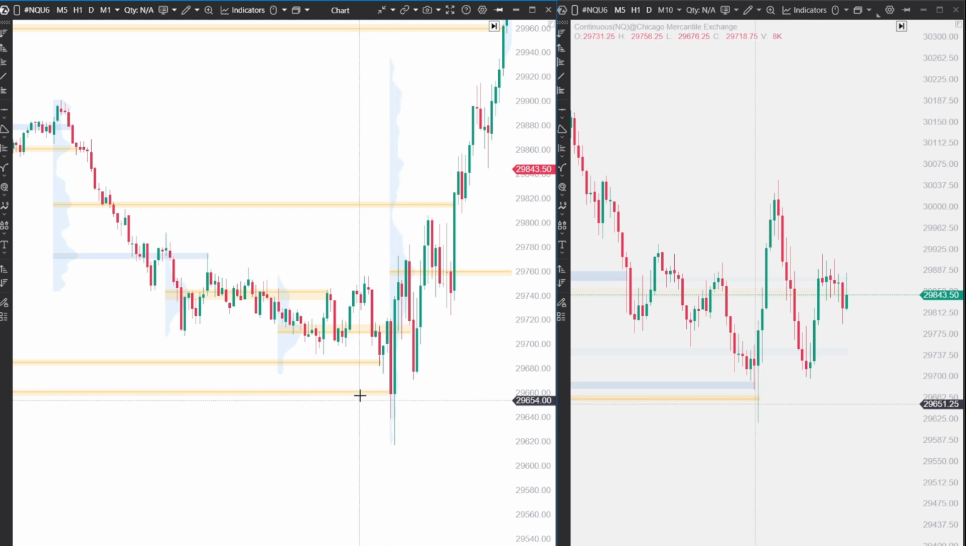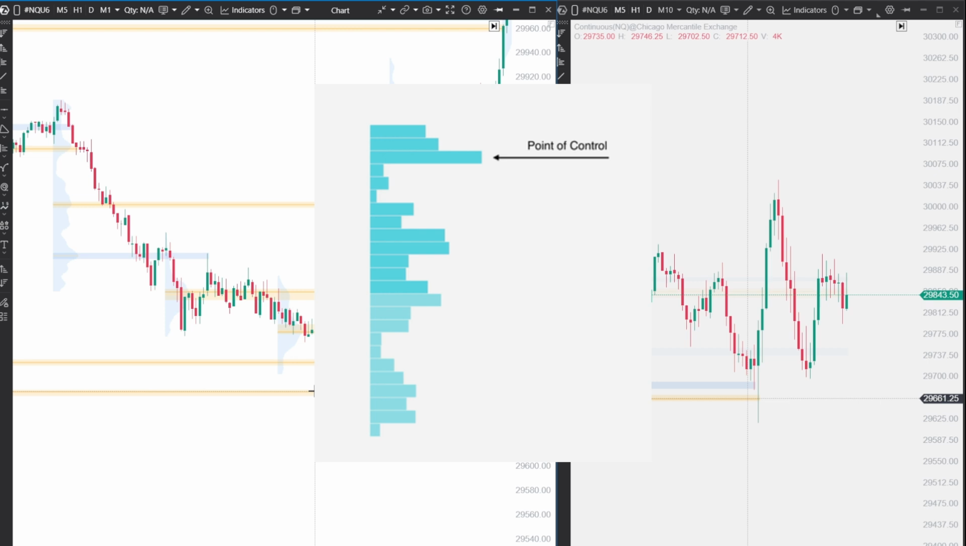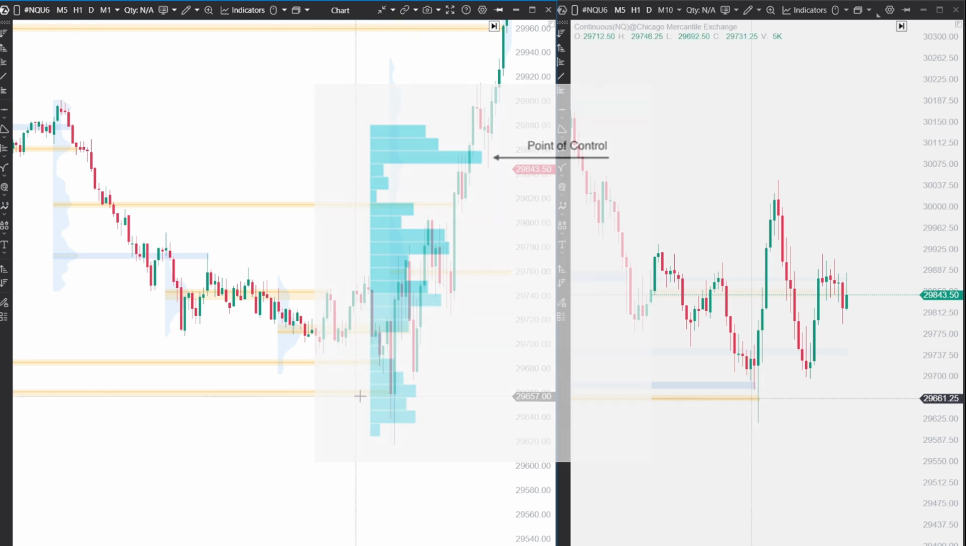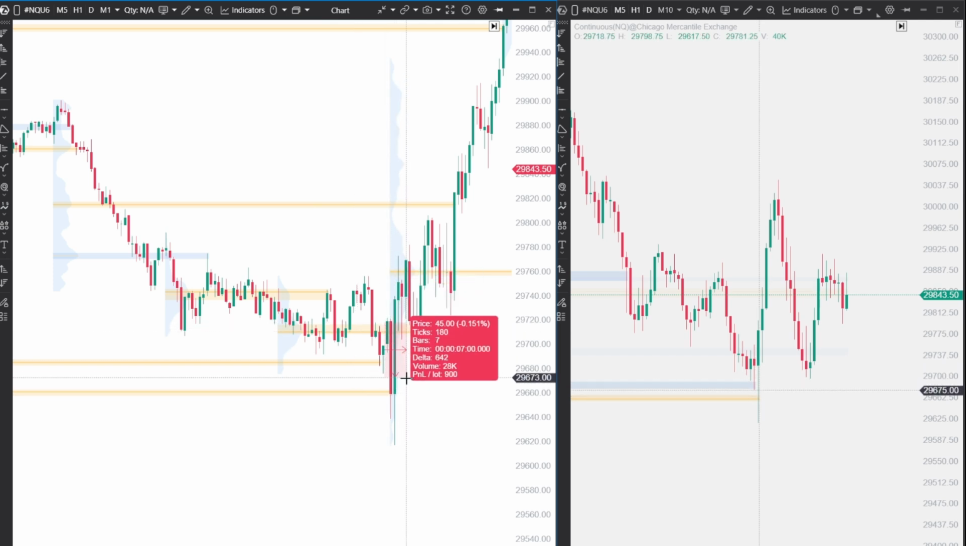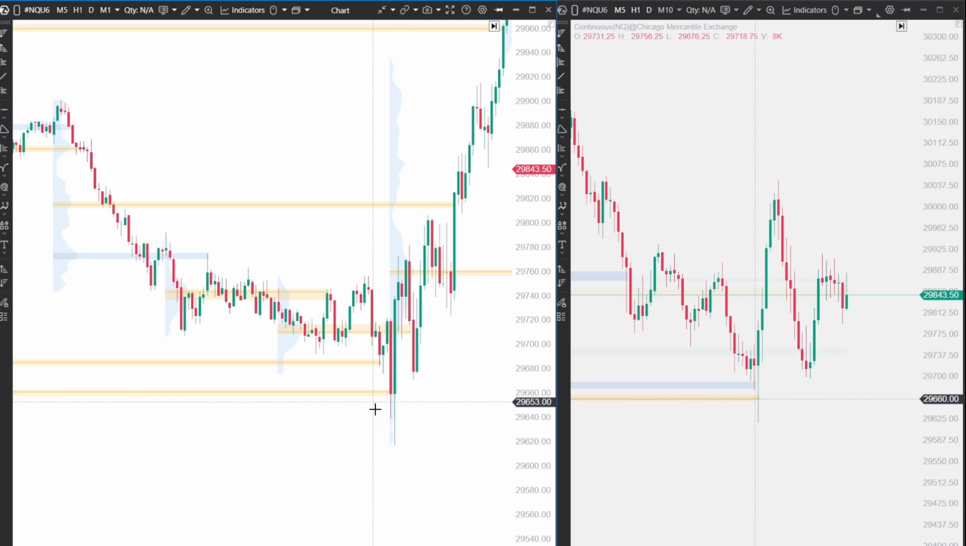Now, you will notice there is a HVN level here. This is a point of control HVN level, which means that it's a little bit more important than the blue levels, but the point of control HVN levels actually contain the point of control, which is the highest volume traded within that HVN profile. So this is clearly a level of interest. What we have from the market open, you can see how price dumps straight into this level, but it fails to break it. And by break, I mean it fails to close below it.